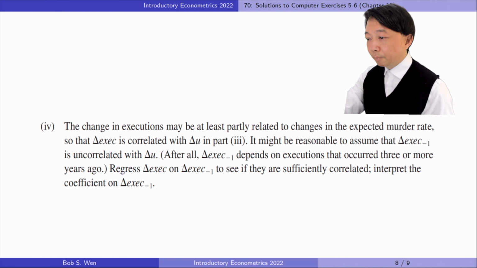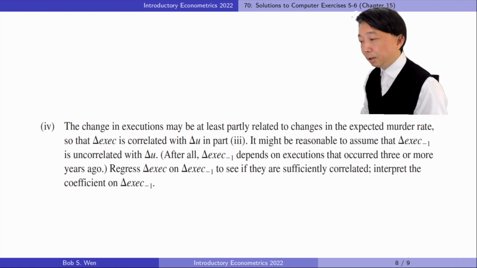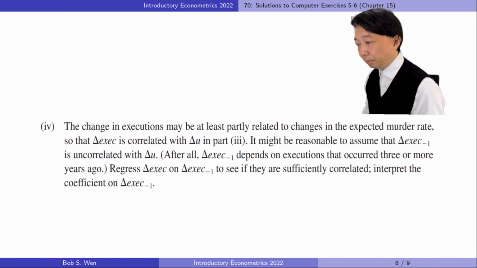In part 4, the change in executions may be at least partly related to changes in the expected murder rate, so that delta execution is correlated with delta mu in part 3. It might be reasonable to assume that delta execution in the past period is uncorrelated with delta mu. Regress delta execution on the first lag of it to see if they are sufficiently correlated. Interpret the coefficient.